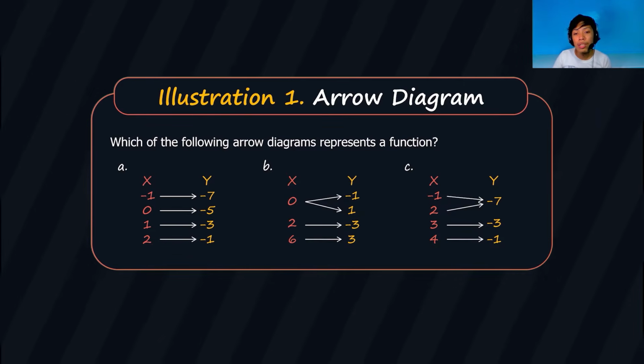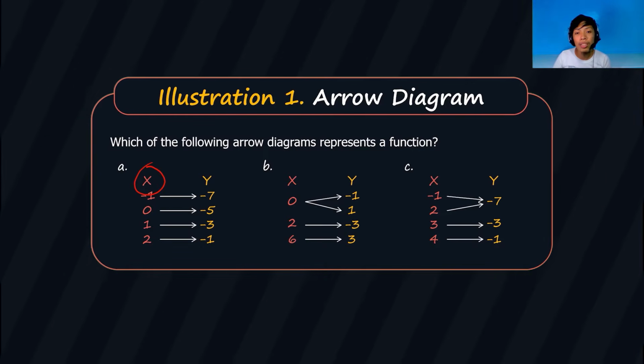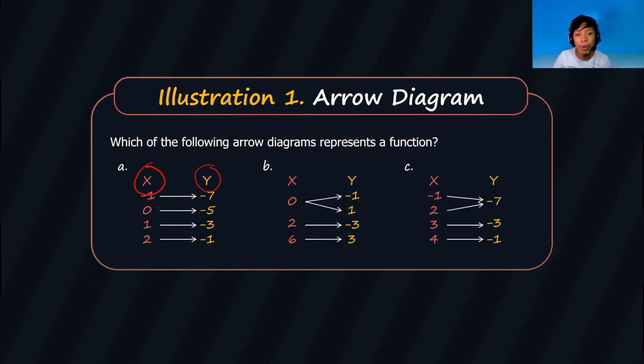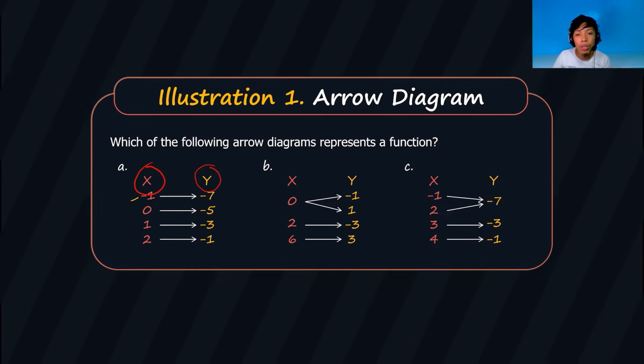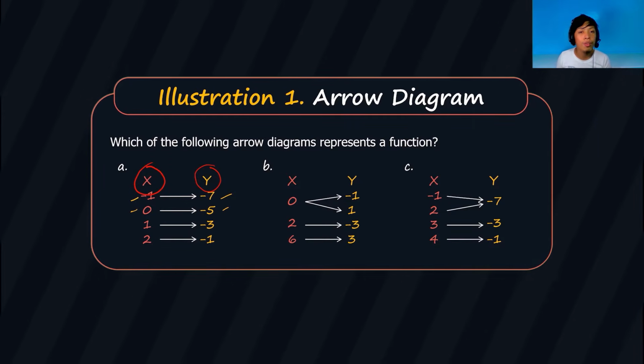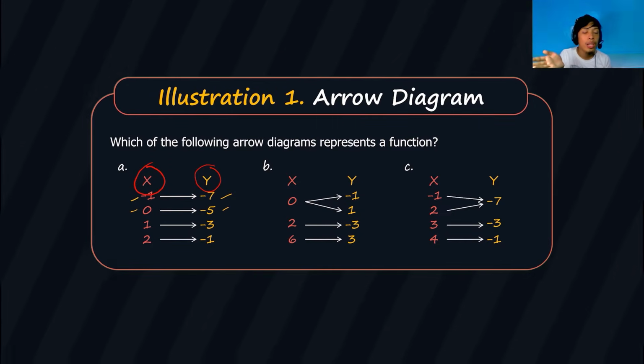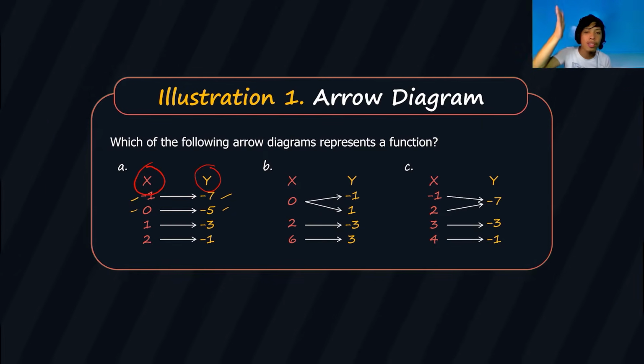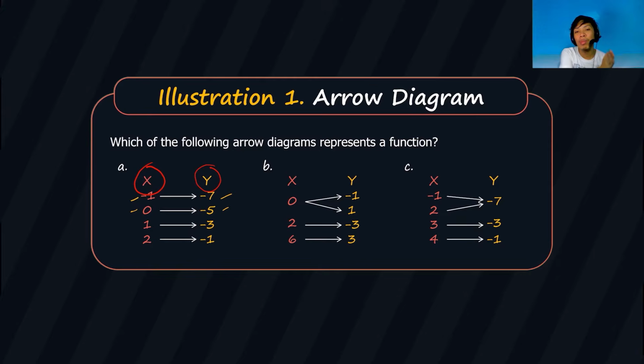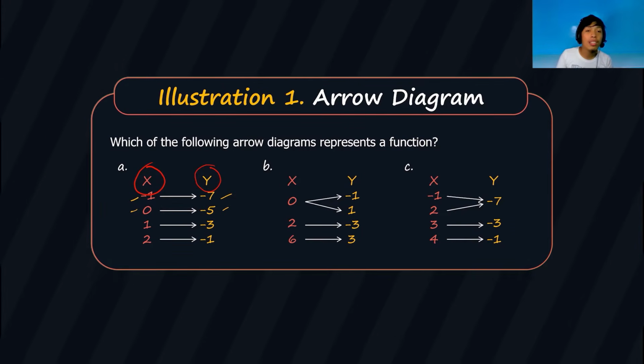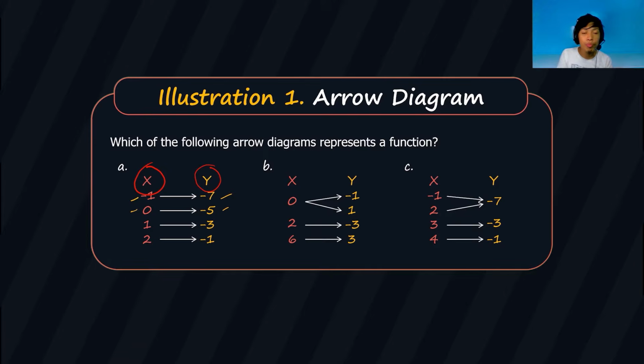You can see that every element in X corresponds to a single element in Y. Am I right? So for -1, the only output is -7, a single output. For 0, only -5. That means every element in the X column corresponds to a single element in the Y column. That makes it a function. So letter A is a function.